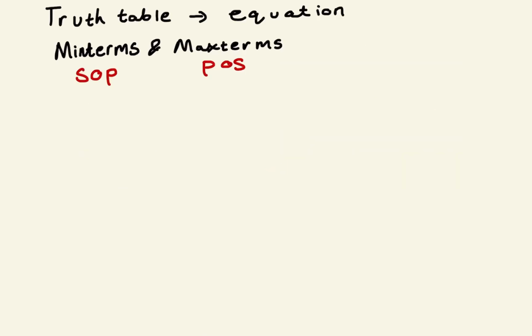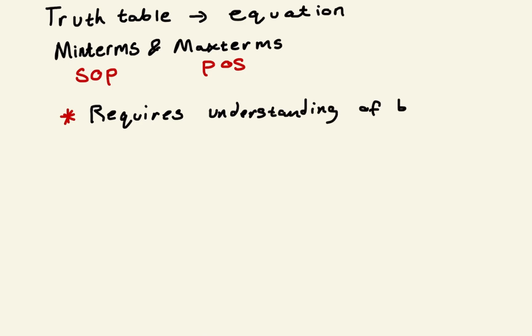Next, I will be showing you how to go from truth table to equation. This requires knowledge of minterms and maxterms, or SOP and POS. To fully understand these concepts, it requires a base level knowledge of binary number systems. I have a video linked in the description, so feel free to watch that if you're not familiar with them.